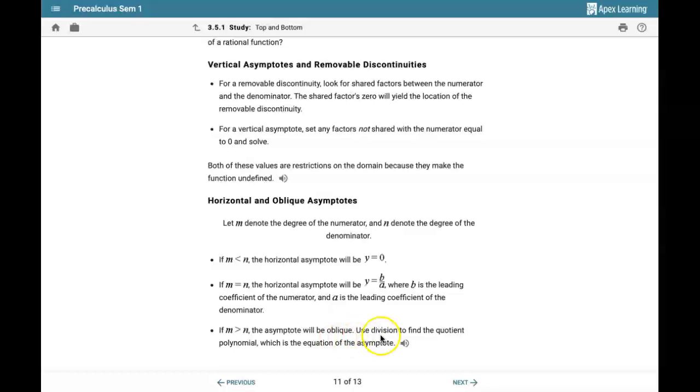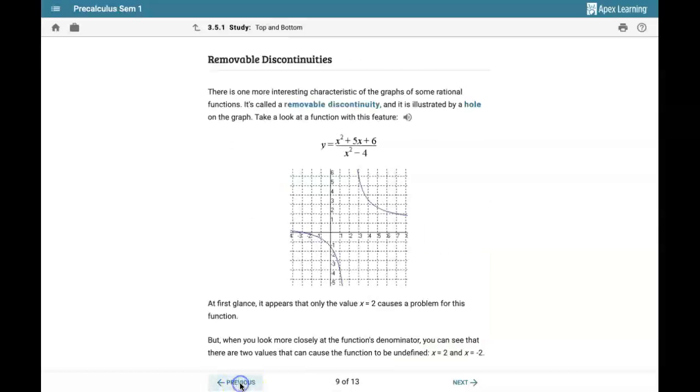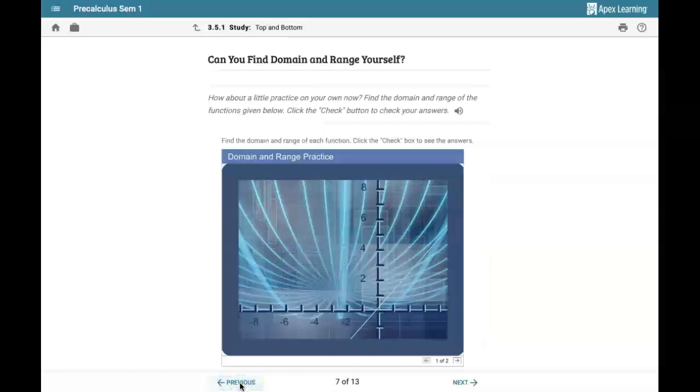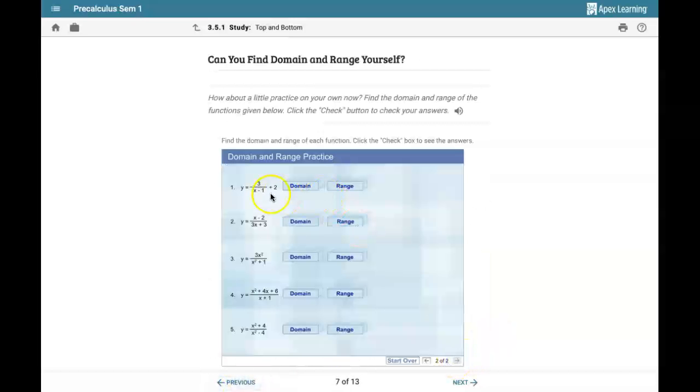All right, so then we've got to find the quotient polynomial, which gives us our linear line equation. So these are the 3 tricks for figuring out the horizontal asymptotes. If I go back to this practice here and look at number 2, I've got x and x. They're both to the power of 1, so they're the same power.